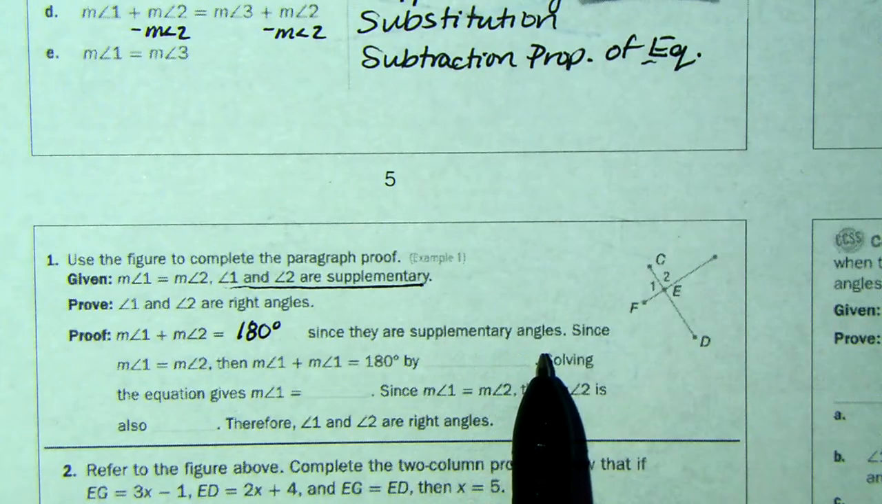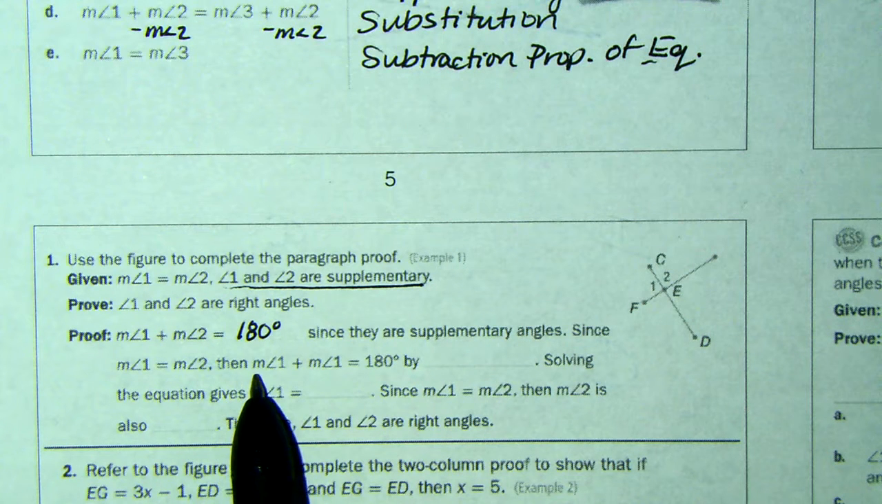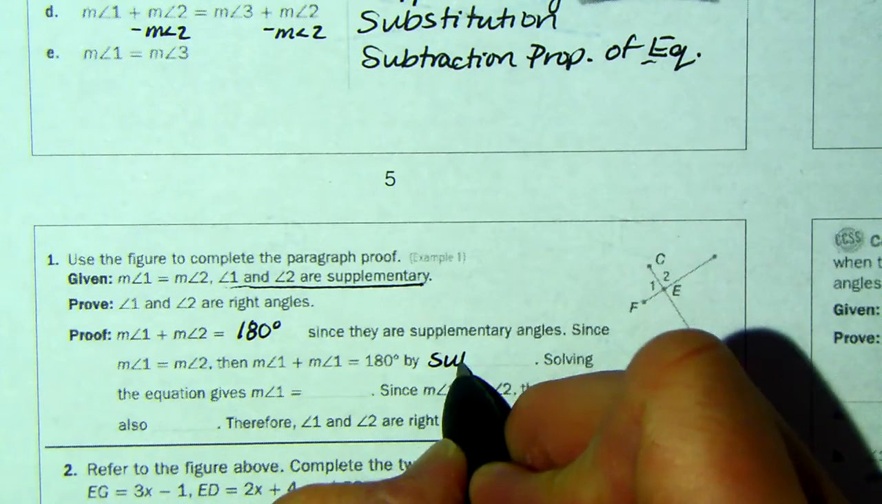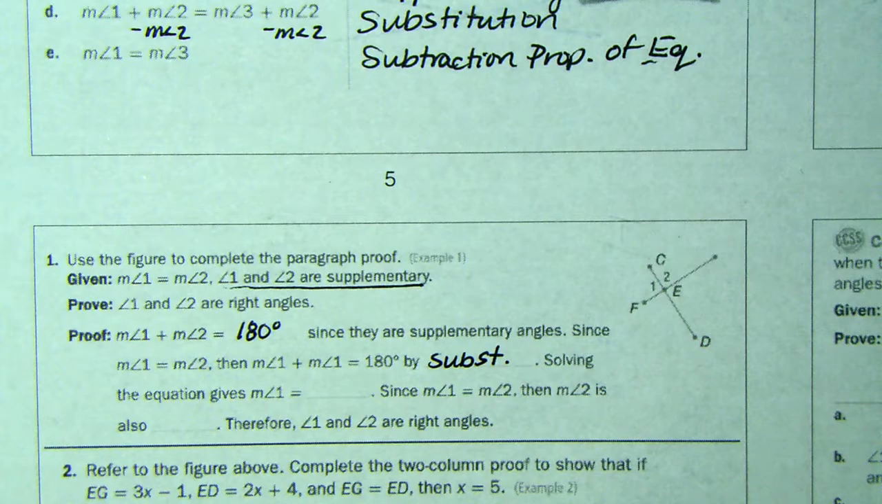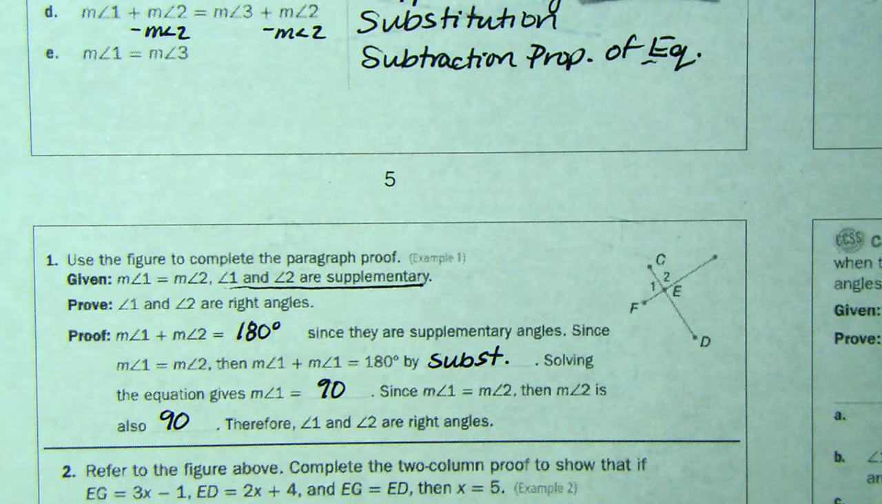Why? Because they're supplementary. Since the measure of angle 1 equals the measure of angle 2, then look what they did. Measure of 1 plus measure of 1 equals 180. What did they do? Yeah, they substituted the measure of angle 2 with the measure of angle 1. Solving that equation, because it's 2 of them and then you divide by 2, means the measure of angle 1 equals 90 degrees. And since the measure of angle 1 equals the measure of angle 2, then angle 2 is also 90 degrees. Therefore, they're right angles. So that's your paragraph proof.